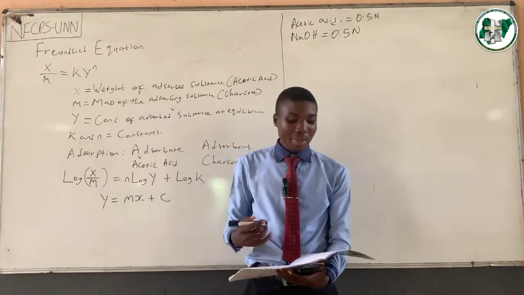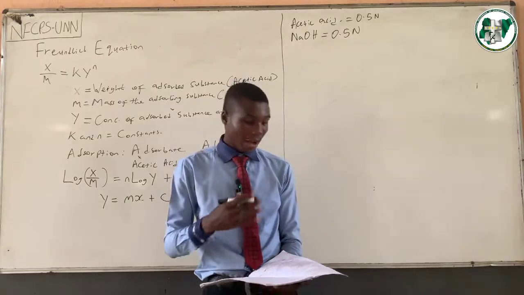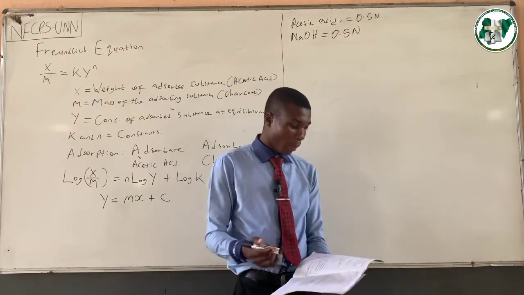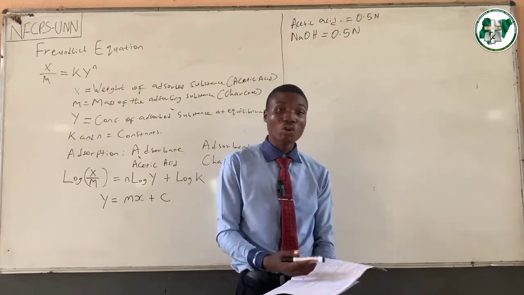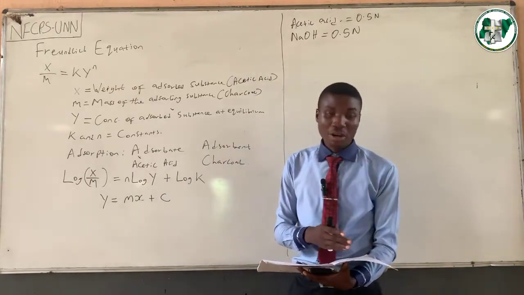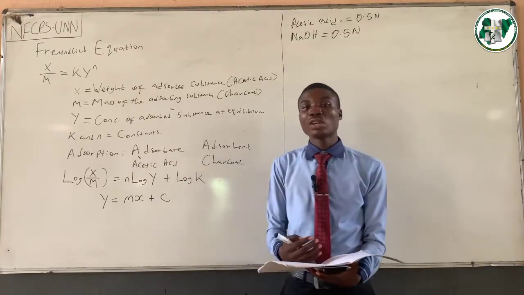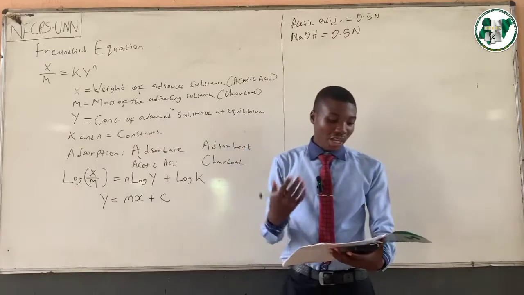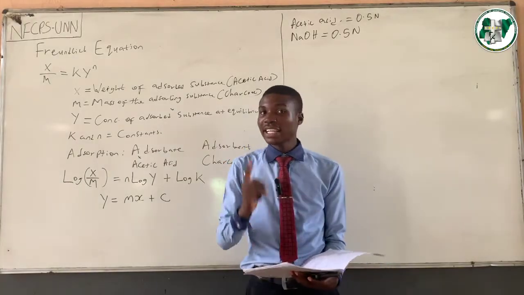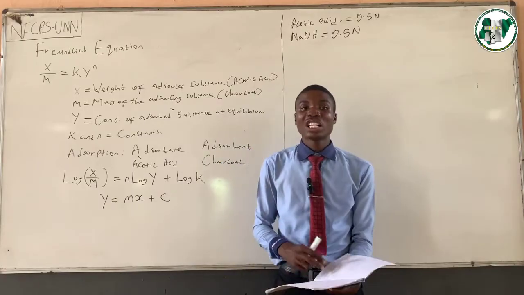Now, the equipment and reagents: we have the volumetric flask, the burette, the pipette, funnel, stopper, beakers, filter papers, and charcoal, which is the adsorbent. Our acetic acid is the adsorbate. We then have sodium hydroxide, which is used for the neutralization, and phenolphthalein, which is our indicator for this particular experiment.